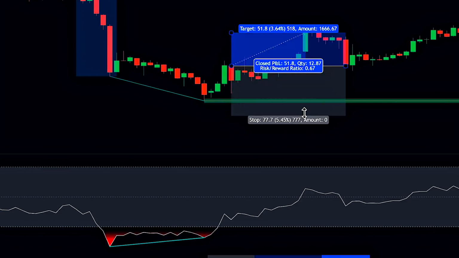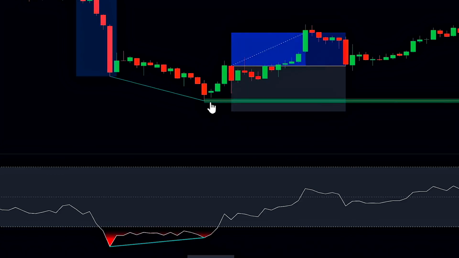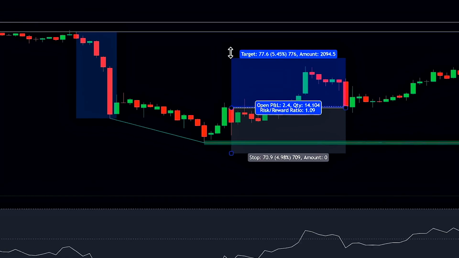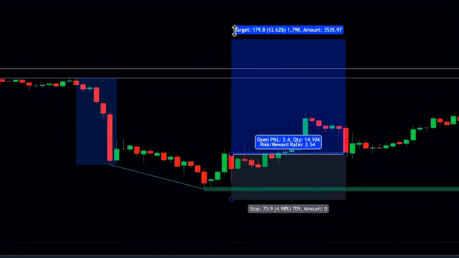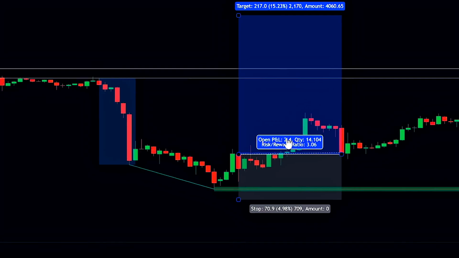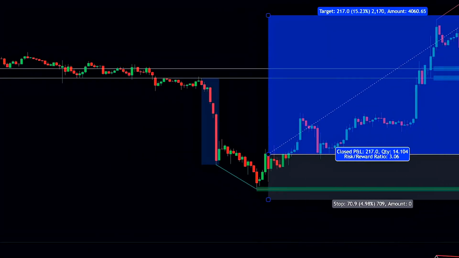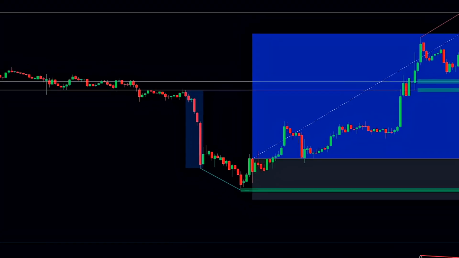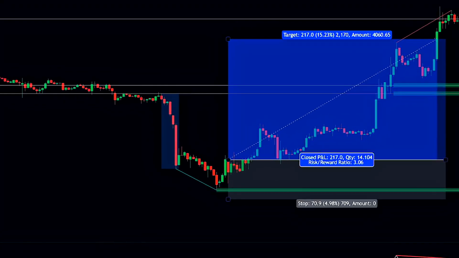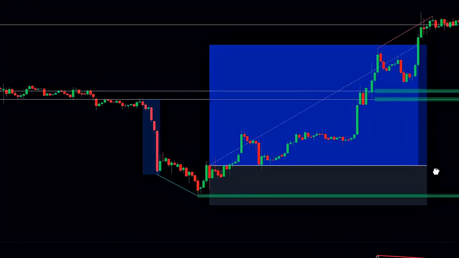Go long, set your stop loss at the lowest low from the divergence, and aim for a 1 to 3 risk to reward ratio. Yeah, you heard me right. 1 to 3. This one's more of a long-term play, and in our example, it paid off big time. But hold up, there's another way to play this.